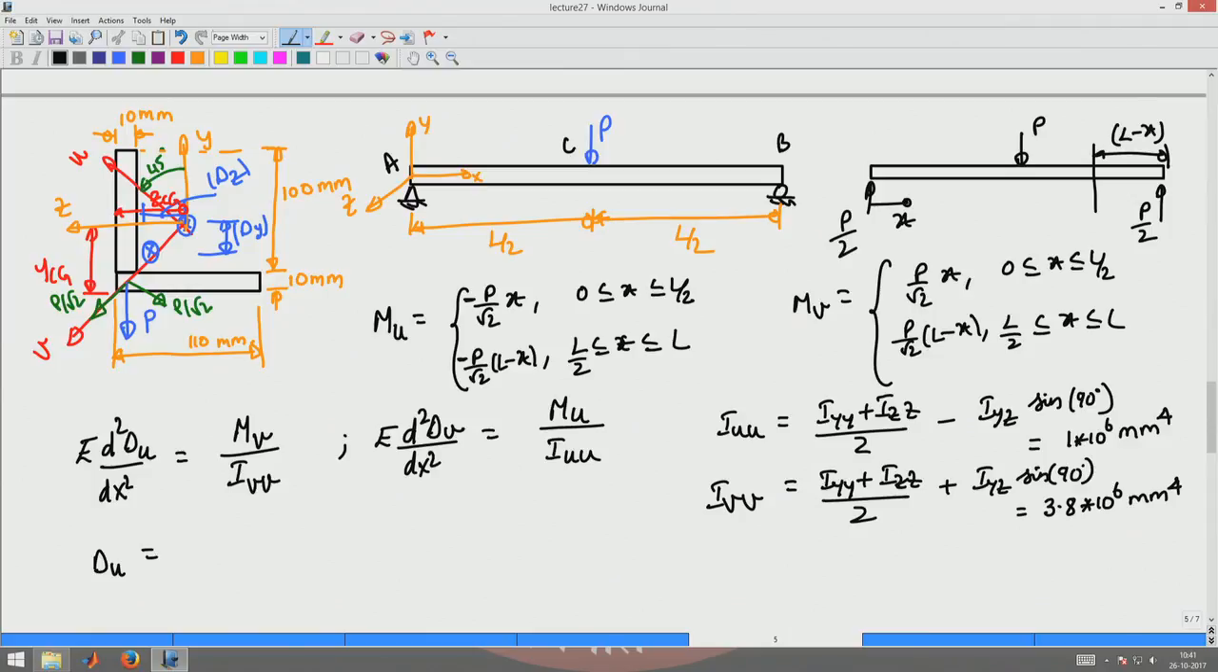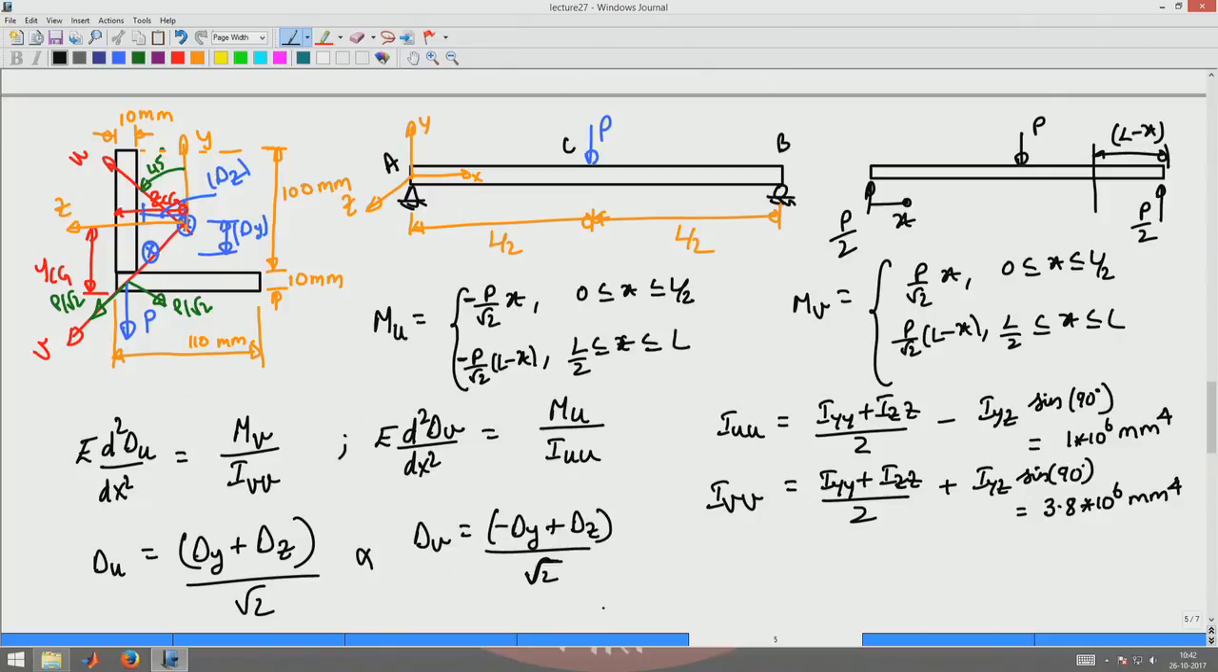delta Y that we found in the previous expression plus delta Z by root 2, and delta V would be given by minus delta Y plus delta Z by root 2. Okay. Now I will leave this as an exercise for you to work it out and show.